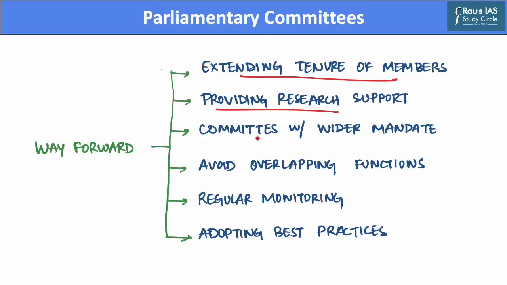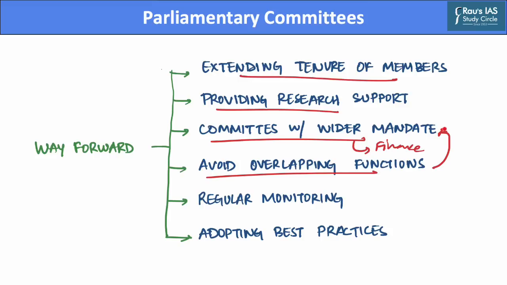Further, there is an immediate need to establish committees that have a wider mandate. For example, there is a need to establish a committee on economy which will provide the space for deliberations on economic policies and their implementation, separate from that of the finance committee. Further, there is a need to avoid overlapping functions, as additional responsibilities of financial oversight can be given to a committee on economic issues, which will then do away with the existing finance committees, and it will help avoid overlapping work on budgets, etc.